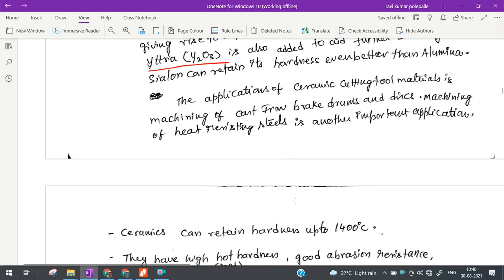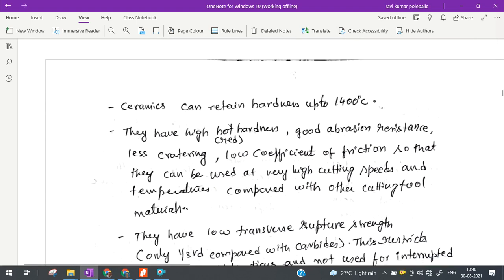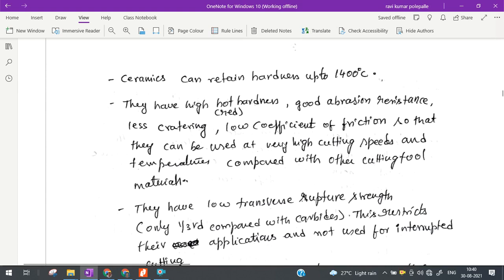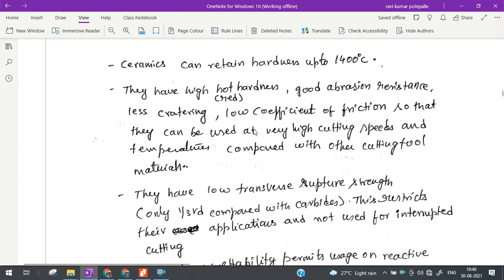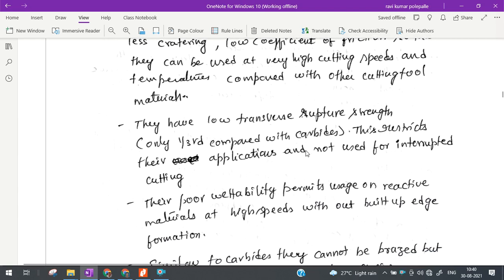The applications of this cutting tool material are particularly in machining of cast iron, brake drums and discs. Machining of heat resisting steels, that means titanium type of steels particularly, is another application. As a summary, they can retain hardness up to 1400 degrees centigrade, have high hot hardness, good abrasion resistance, less cratering, low coefficient of expansion, right?